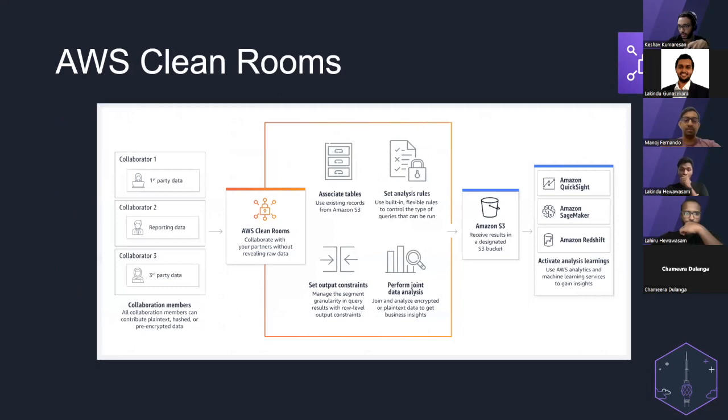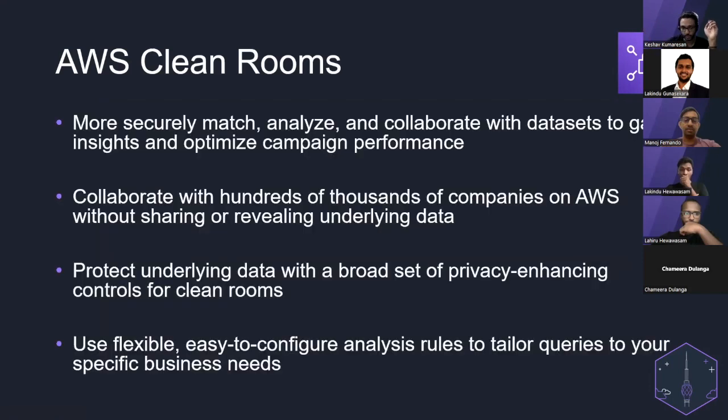So if I show it to you in a diagram, here you can see there are 3 different collaborators. They are all bringing their different types of data into the clean room. And in the clean room, you can create these tables, and you can set the rules, and you can do analysis from there itself. Or you can export the aggregated data into an S3 bucket, and then from there you can connect it with a lot of analytical services that are there in AWS to get more value out of it, right? So that's what they try to do with Clean Rooms.